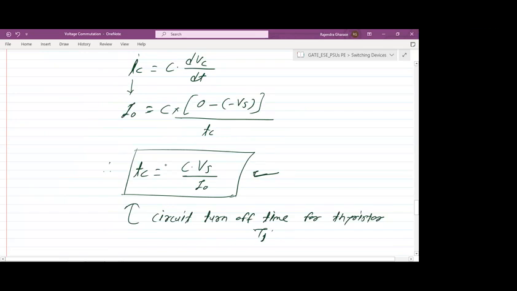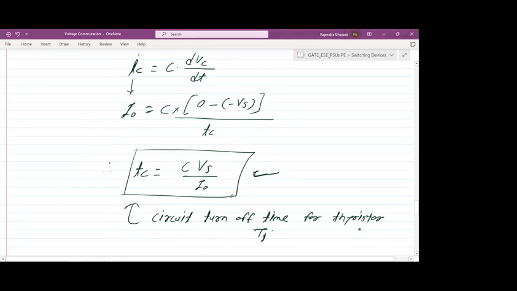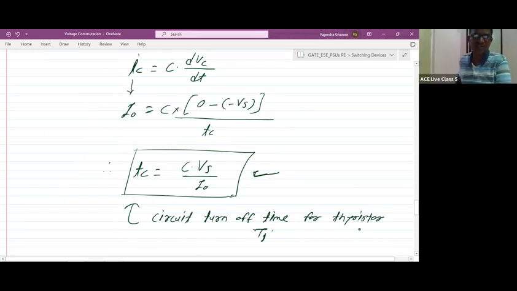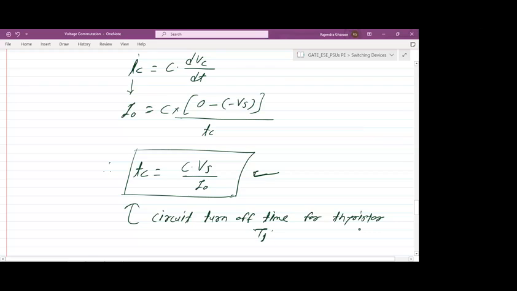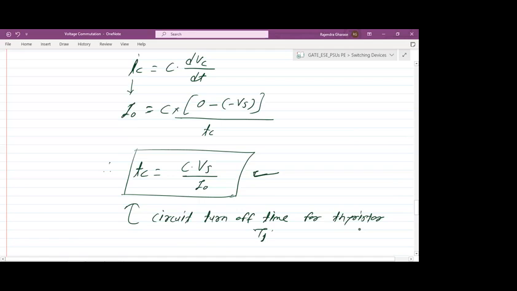Sir, is there any generalized formula for this? No, there is no generalized formula. You can check in current commutation, you will get another way. Different types of circuits will give different formulas. The only thing is, along with VT and IT, we have to check IC and VC as well. Instead of VT and IT, we need to check actually VC and IC.